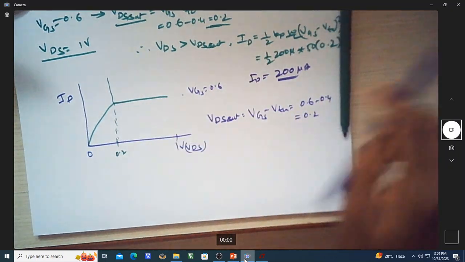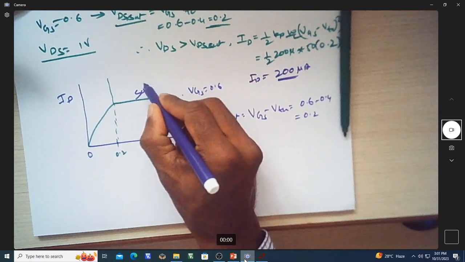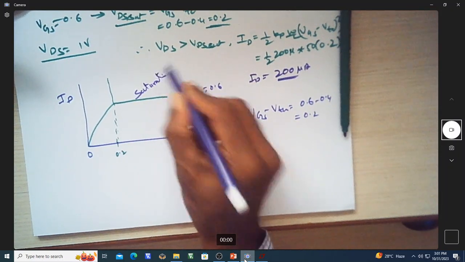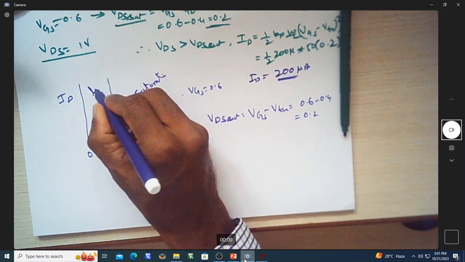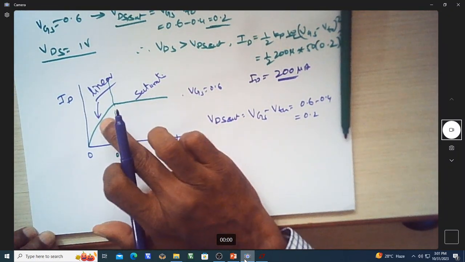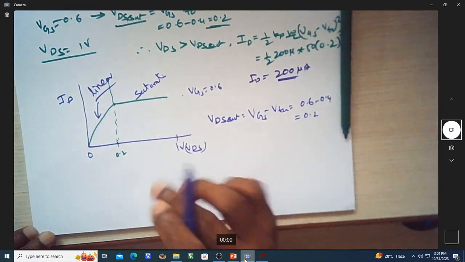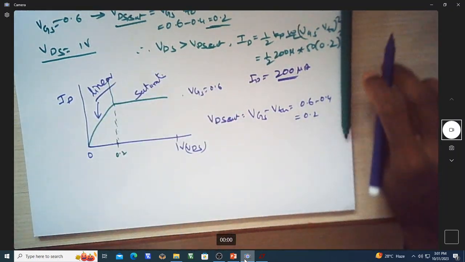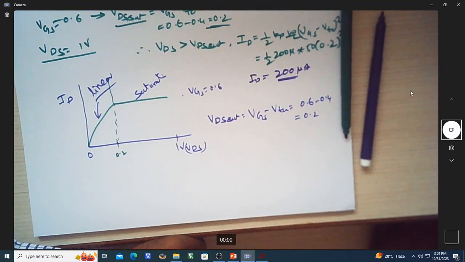We say that the MOSFET is in the saturation region here, and this is the linear region. There is a transition from linear to saturation where it will be a bit curved. It will not be a straight line. So in order to achieve this, what to do?